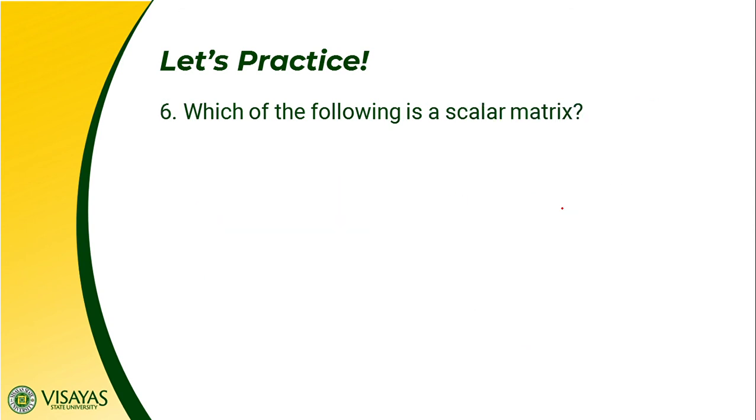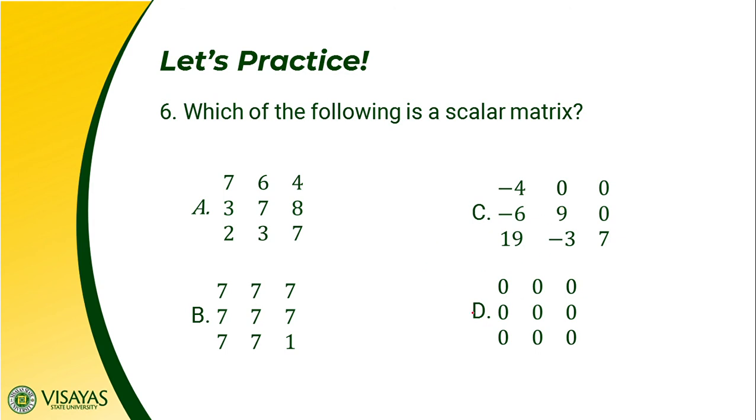Number 6, which of the following is a scalar matrix? So again, we have letter A, letter B, letter C, and letter D. Okay, so let us try to eliminate. We have letter C, this is a null or 0 matrix. For letter D, again, this is the upper triangular matrix. We have letter B, okay. Since in the diagonal elements we have 7, 7, 1, this one is not a scalar matrix. So letter A is the correct answer because the elements on the diagonal are all the same.